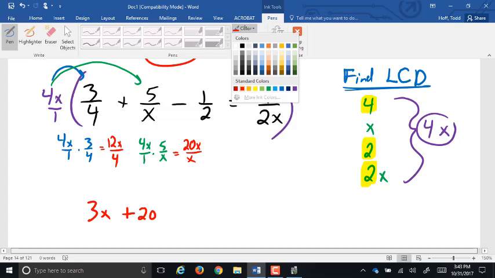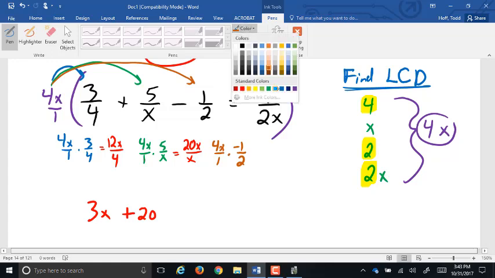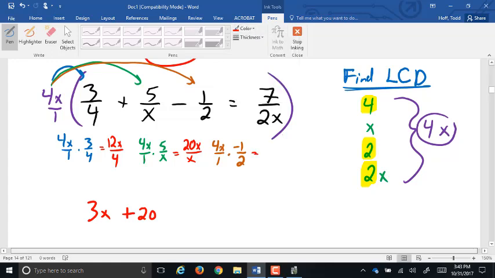Next, we have 4x over 1 times a negative 1/2. I'm going to put the negative 1 on top. Remember, the negative can either go with the numerator or the denominator, but it cannot go with both. 4x times negative 1 is negative 4x. 1 times 2 is 2. What is negative 4x divided by 2? Negative 2x. Then we're at the equal sign.